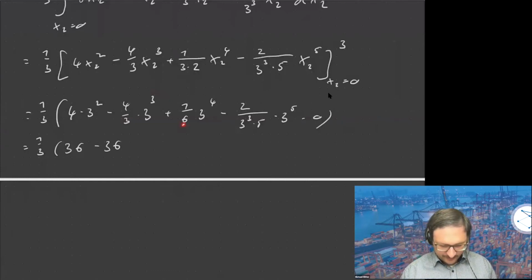So here we have 1, 3, and we can cancel out 1, 3 here. So that means we get plus 1 over 2 times 3 to the power of 3. So that's 27. And here we have 3 to the power of 3 and 3 to the power of 5. So that leaves us with 3 to the power of 2 after canceling that out. So that's 2 over 5 times 9.